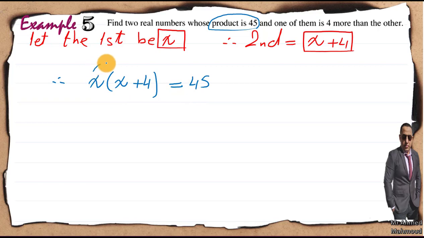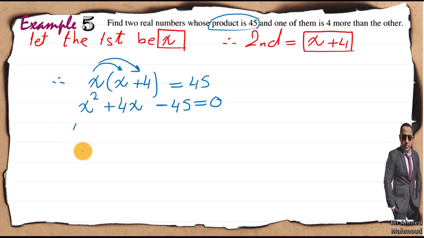I'm going to expand the bracket, distribute x among the bracket like this. X times x equals x power of 2. X times 4 equals positive 4x. Okay, because I have two different x's, I'm going to send 45 to the left side, minus 45 equals 0.